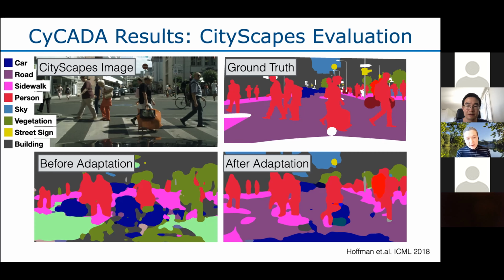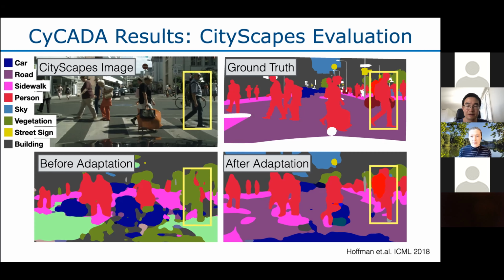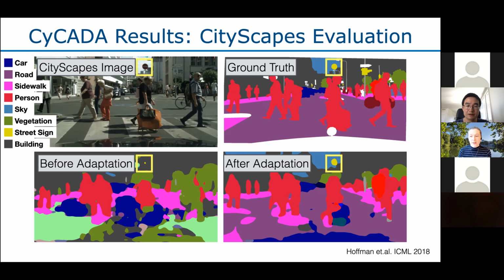And what we find is that things like the road have much improved performance, but also some other artifacts like this person is recognized or this street sign in the background. But overall, the majority of the improvements in algorithms like this are going to be based off of the categories that appear most frequently in the data set, because we are operating using an aggregate alignment technique.